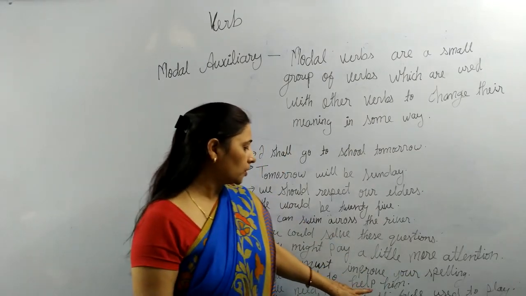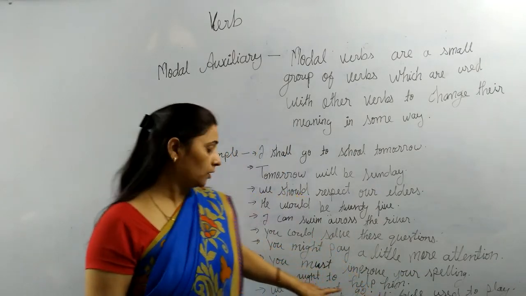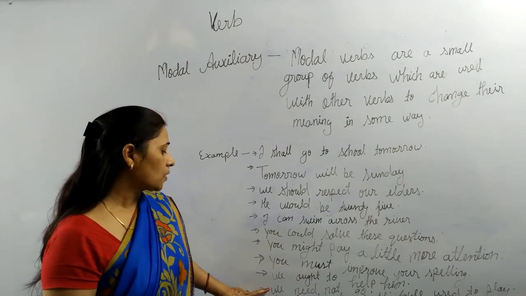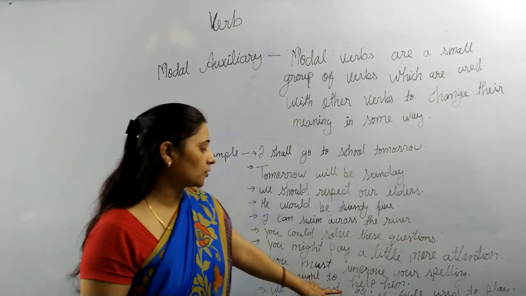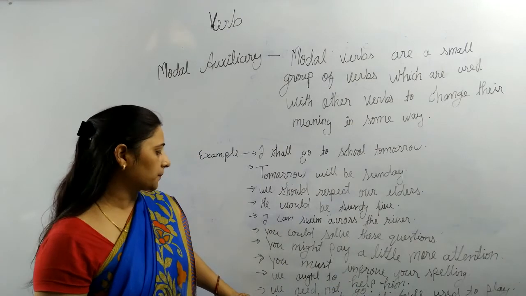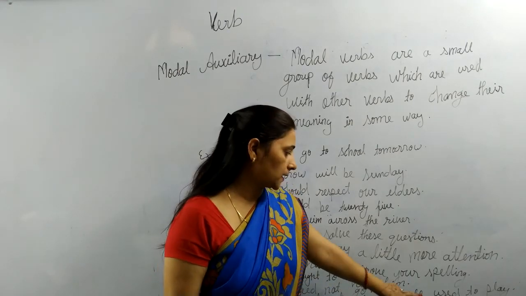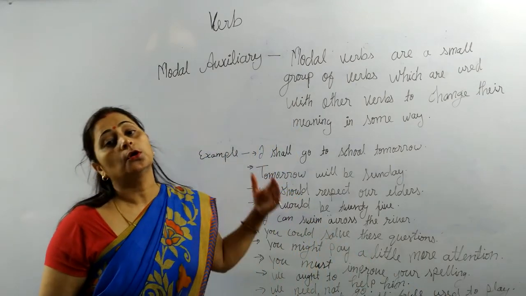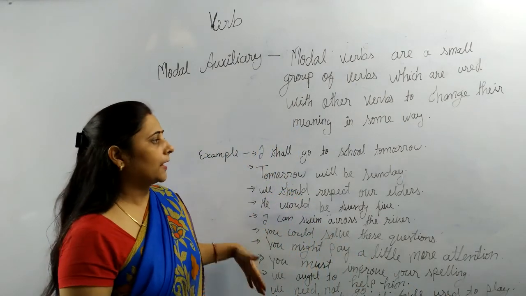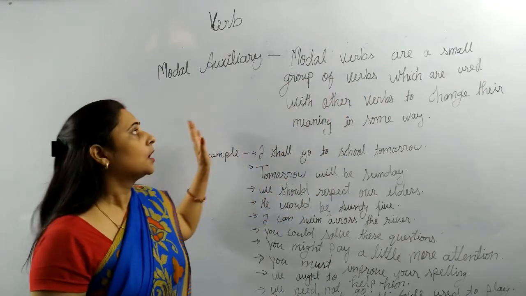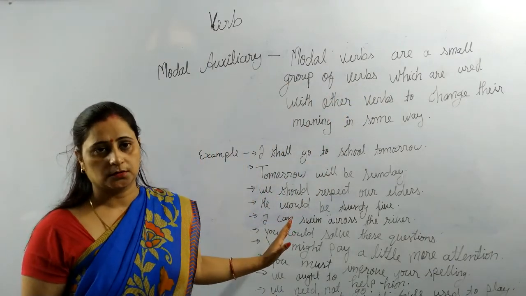We ought to help him. This is the example of ought to. And we need not go. And the next example, we dare not do it. At last, we used to play. So that was the explanation of the modal auxiliaries.